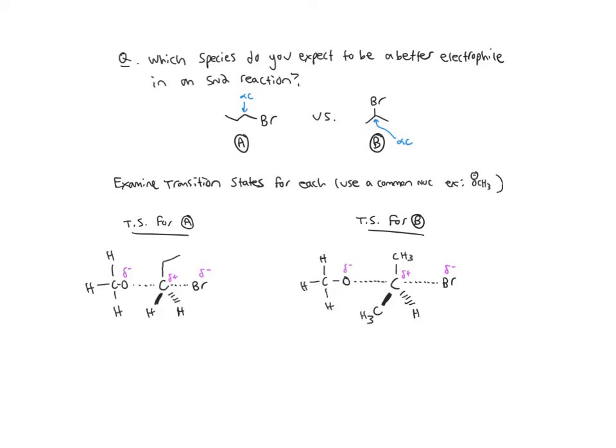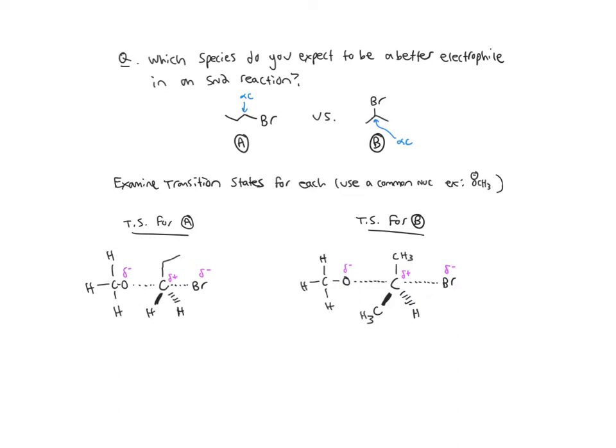So when we were looking at nucleophiles, we were kind of using a consistent electrophile. We were always kind of using the same one while we were comparing our nucleophiles. Here, we're going to use the same nucleophile as we're comparing electrophiles. So we're going to use our OCH3 minus as a nucleophile. So for transition state for A, we're going to have our OCH3 minus, our nucleophile coming in, and we're going to have our alpha carbon.